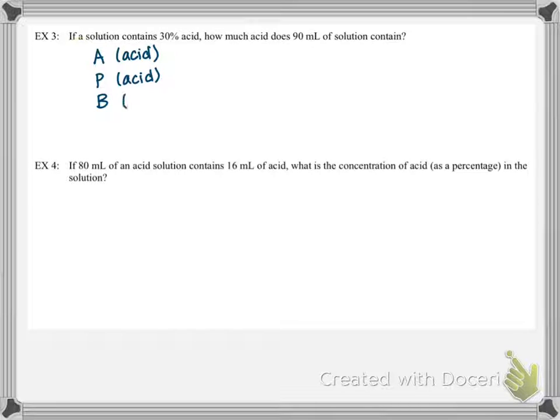And then our base, in this case, the total amount of solution isn't changing. So it's not a before and after situation. Our base is just the total amount of solution that we have. So we know that we have a 30% acid solution, and that 90 milliliters is the total amount of solution that we have.